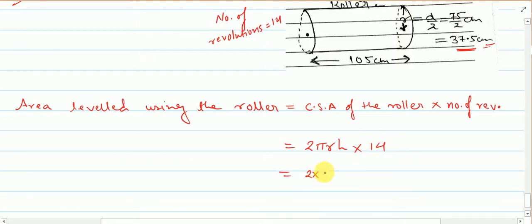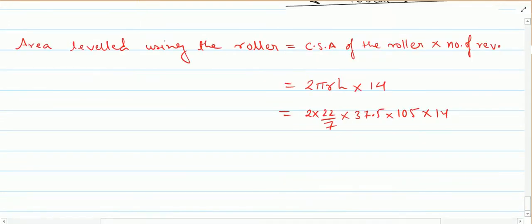So we can write 2 into 22 upon 7. In place of R we have to write 37.5 and this height will be this 105. Okay, into 14. So here you can see that 7 1 ja and this 2 ja, done. So you will get 4 into 22. See 2 2s are 4 and this 22 and this into 105.